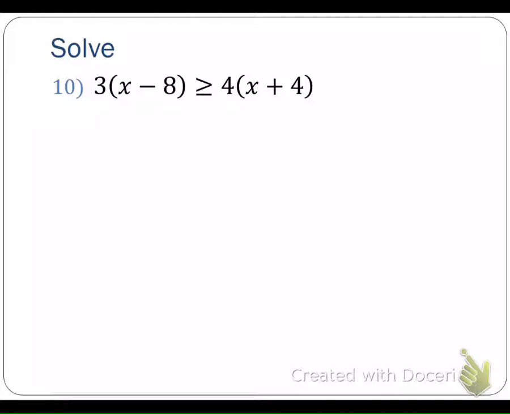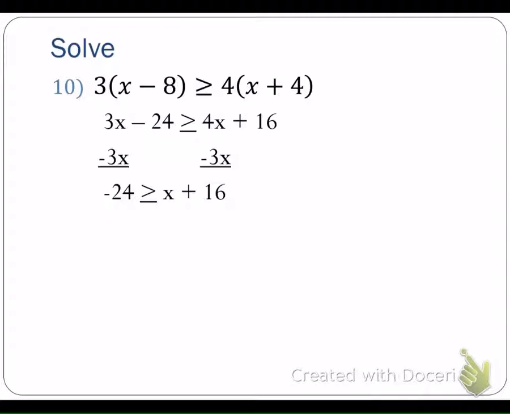All right, how do you want to start this? Distribute. So 3 times x is 3x. 3 times 8 is minus 24. Good. We have a greater than or equal to 4x and a plus 16. So what are we doing? I'm going to move the little guy. So I'm going to subtract 3x from both sides. 3x minus 3x, those are gone on the right. 4x minus 3x is 1x. Right?